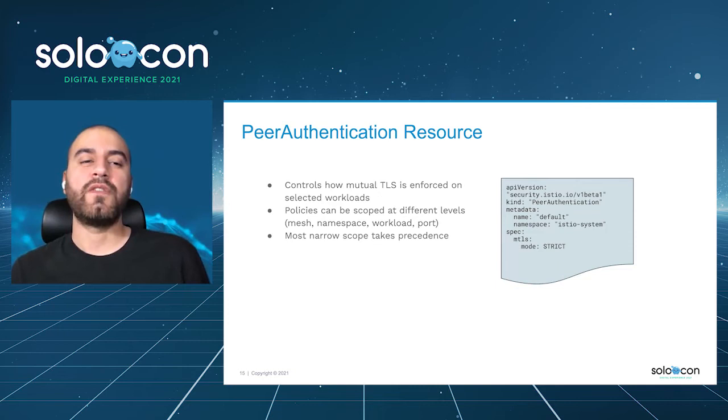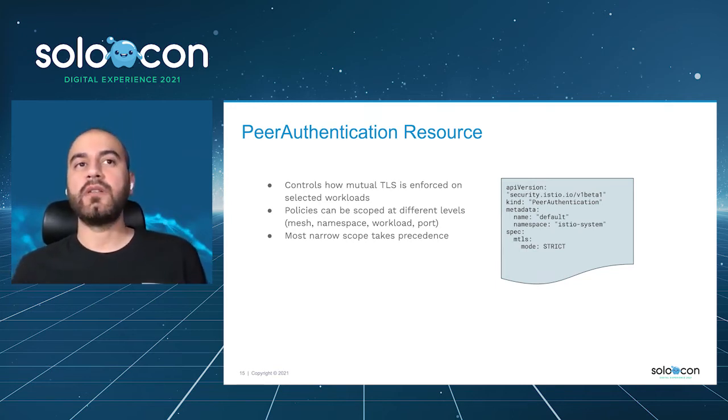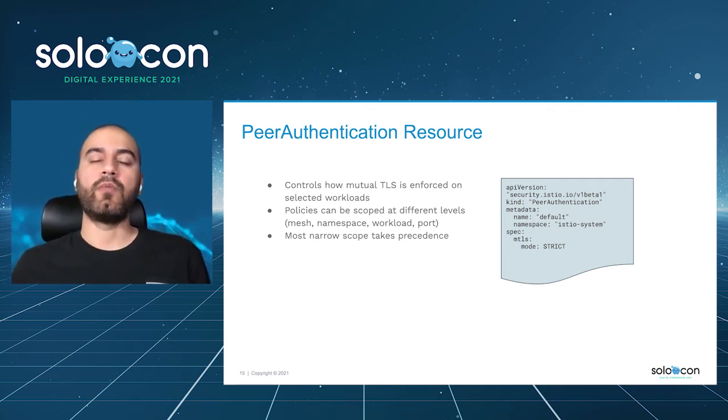In order to configure that, there is a custom resource called the PeerAuthentication resource, and here's an example. What you're doing is creating this PeerAuthentication resource and applying it to specific workloads. By default, Istio is installed in permissive mode. We'll take a look at that in a second. But when you want to change that, you can target it by creating this PeerAuthentication resource and applying it to your mesh.